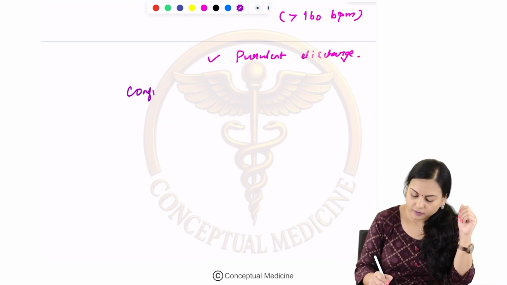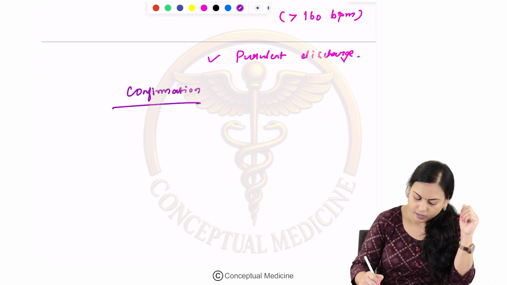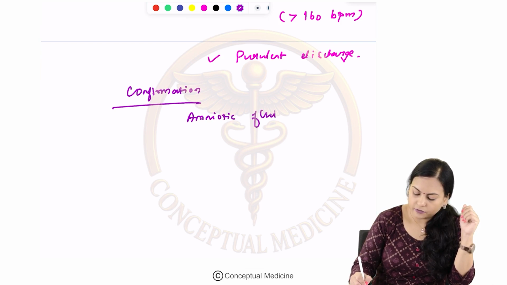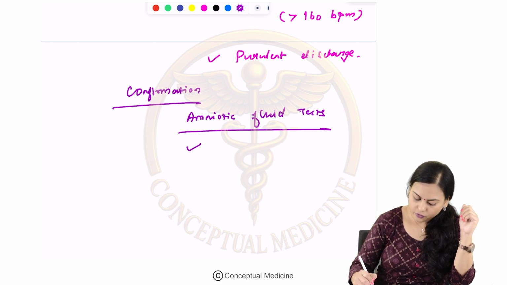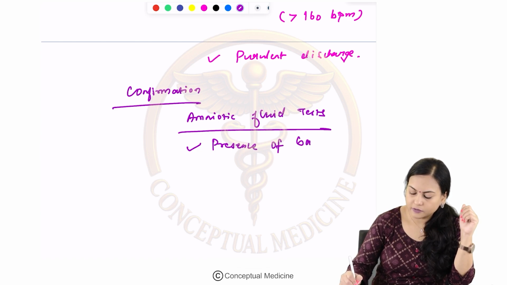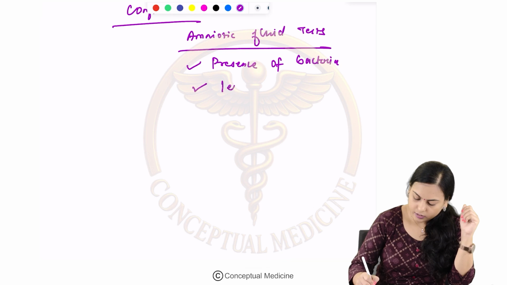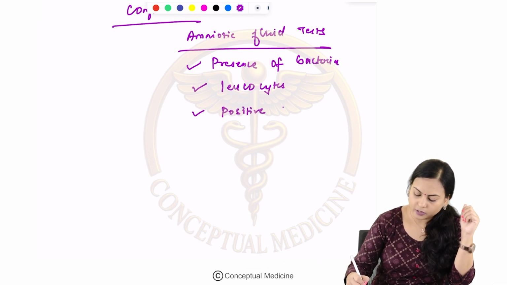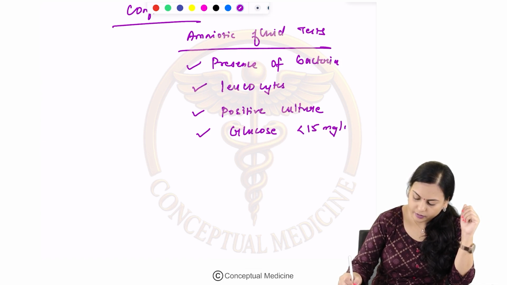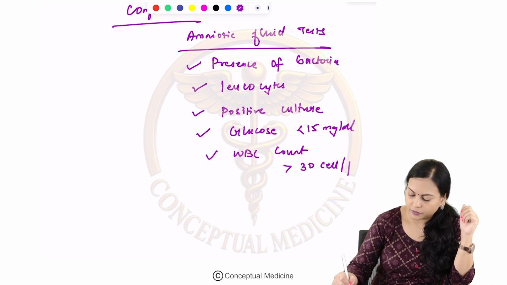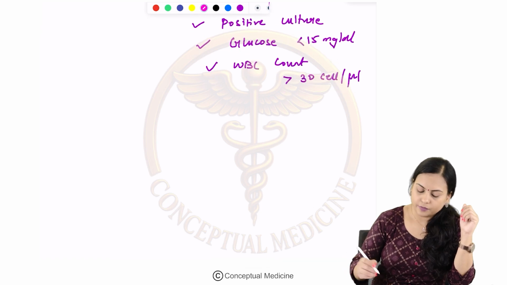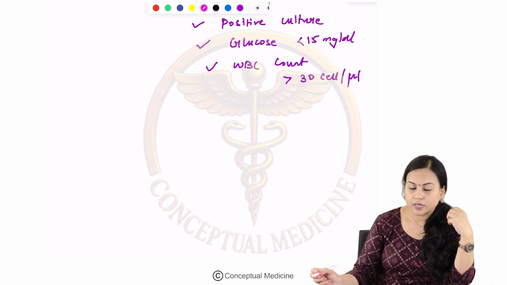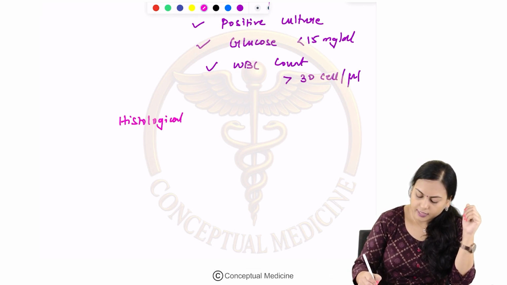Clear? Confirmation of the infection can be done by doing amniotic fluid tests. So the amniotic fluid will show the presence of bacteria itself, or there can be leukocytes, increased level of leukocytes. Because of the presence of bacteria, you may get a positivity in the culture if you send it for a culture. Then the glucose levels are reduced, less than 15 milligram per deciliter, and you will have an elevated WBC count more than 30 cells per microliter. Clear? And other ways to confirm the infection include histological examination of placenta.